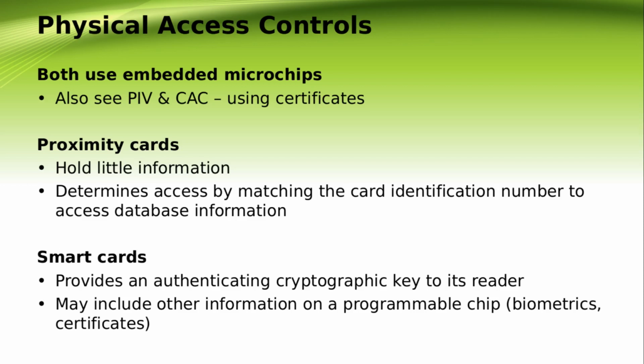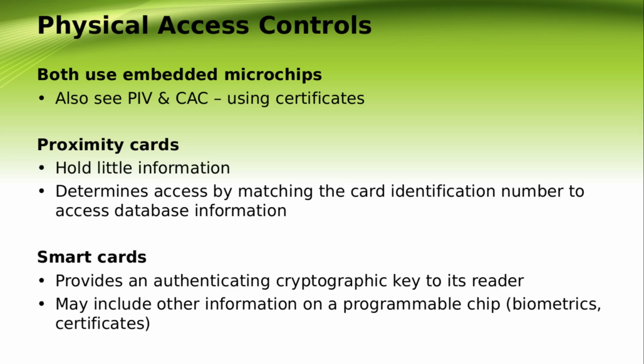So proximity and smart cards: proximity cards hold very little information to determine access by matching the card identification number to access database information. The smart cards provide an authentication cryptographic key to readers. So proximity and smart cards are the most basic form of physical access control.